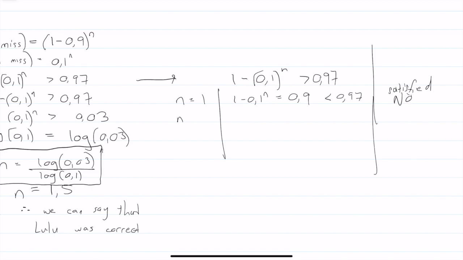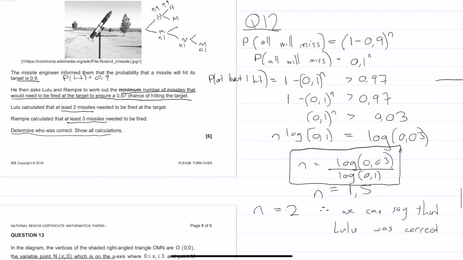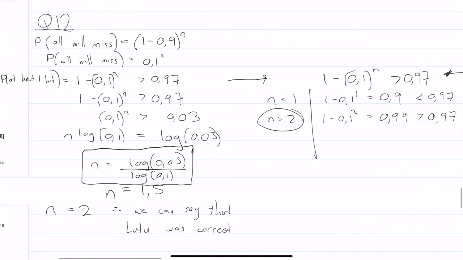So next we take n equals 2. That's 1 minus 0.1 squared, which is equal to, if we put that into a calculator, 0.99. 0.99 is actually greater than 0.97. So is this criteria satisfied? Yes. So we can stop. So basically n is equal to 2. This is a less analytical method of doing the exact same problem. You could also go about doing it using tree diagrams. There's lots of ways to do these, but these two methods are probably the easiest.